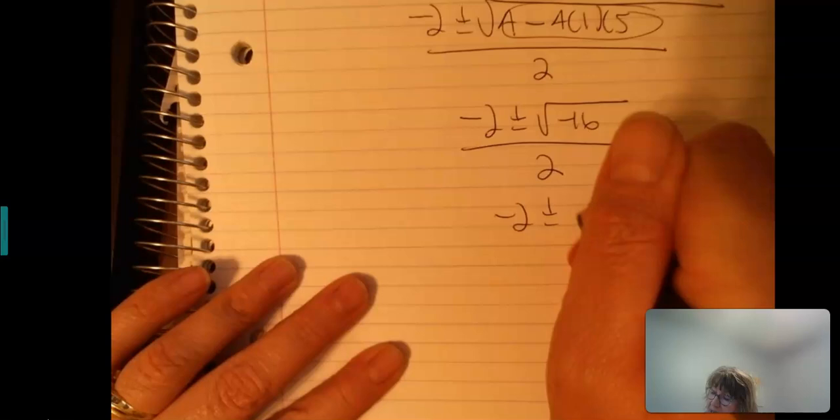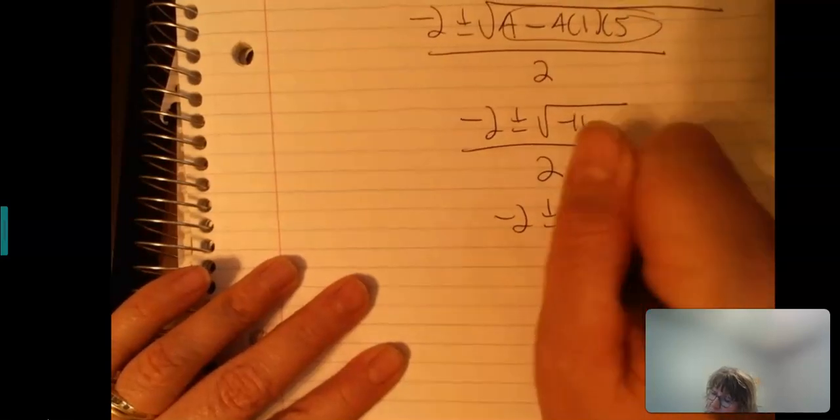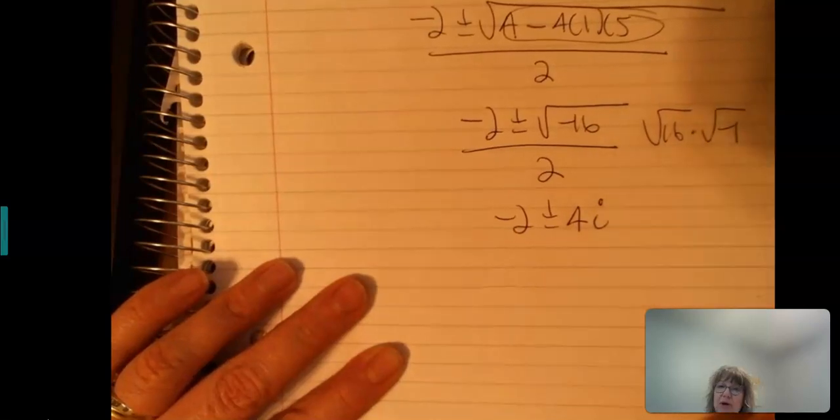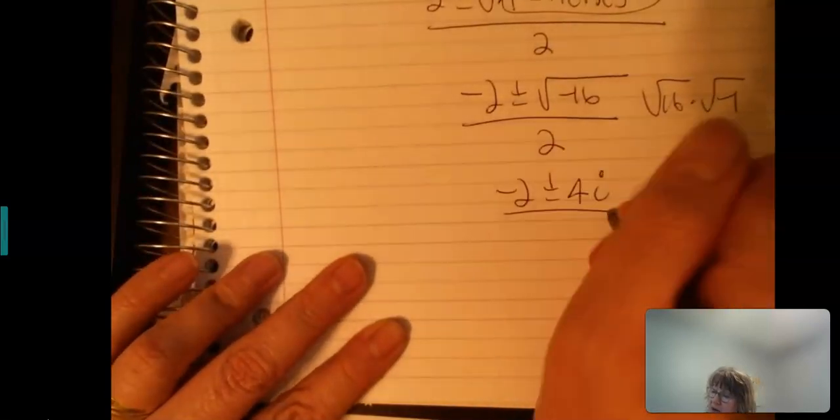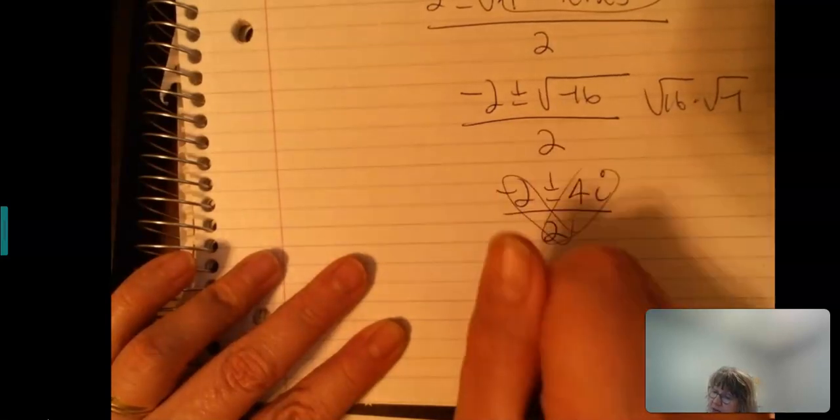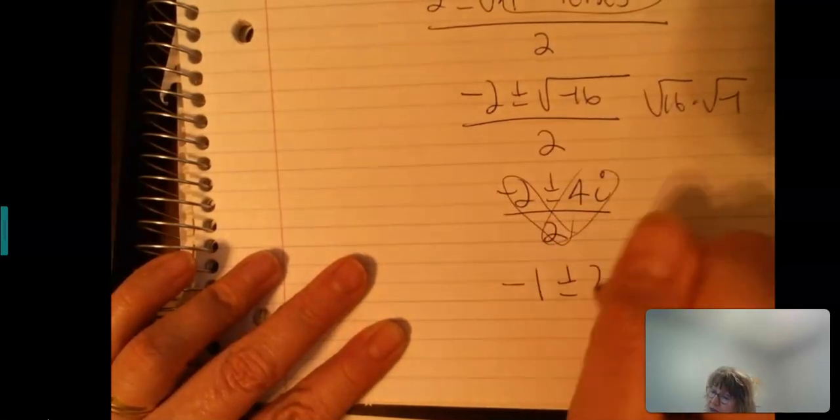So I get negative 2 plus or minus the 16, the 4 comes out, and the i, because this is the square root of 16 times the square root of negative 1, okay? And then I'll divide by 2. And I can simplify because both parts divide. So negative 1 plus or minus 2i.